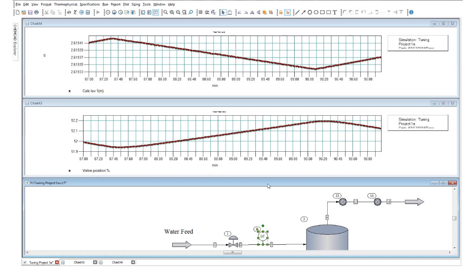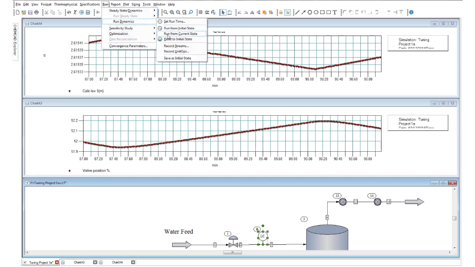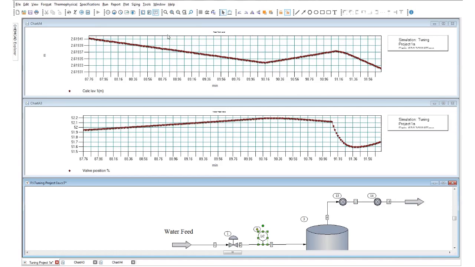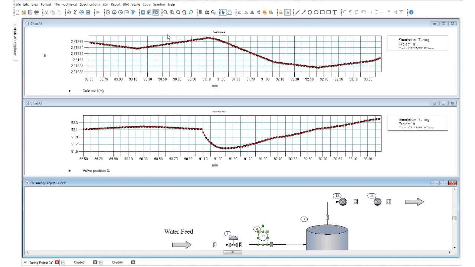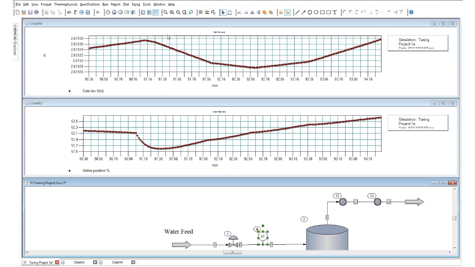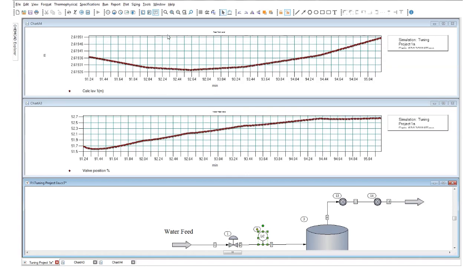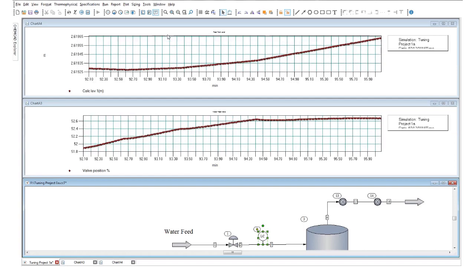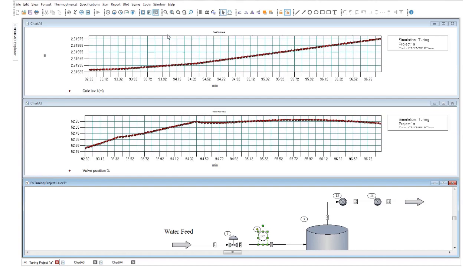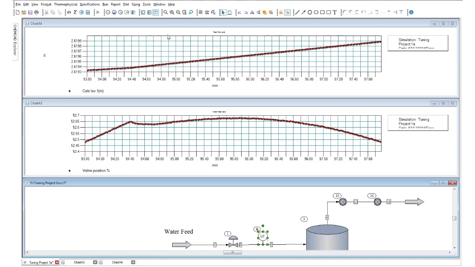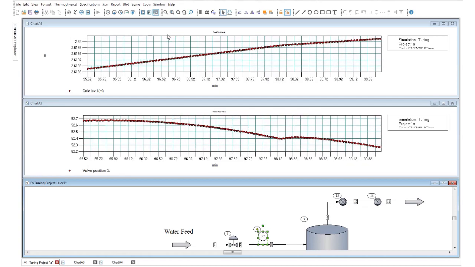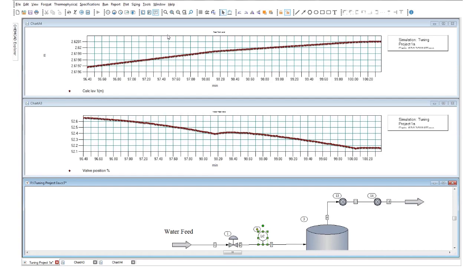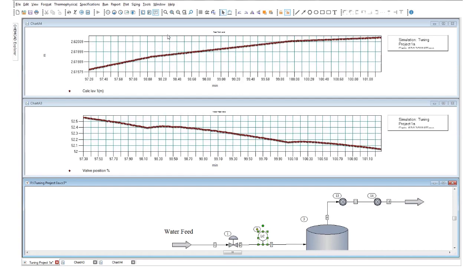Now to test our theory, what we want to do is click on run from current state, and see how well our process responds. Now it may take a couple of cycles for it to line itself out. But what we want to watch is, is our valve changing by a significant amount? And is our level being adequately controlled at 2.62 meters?